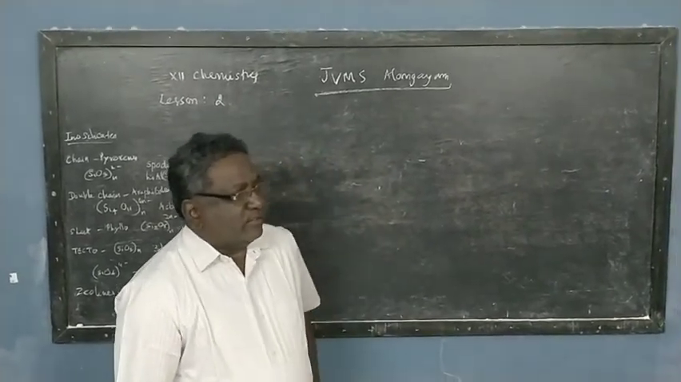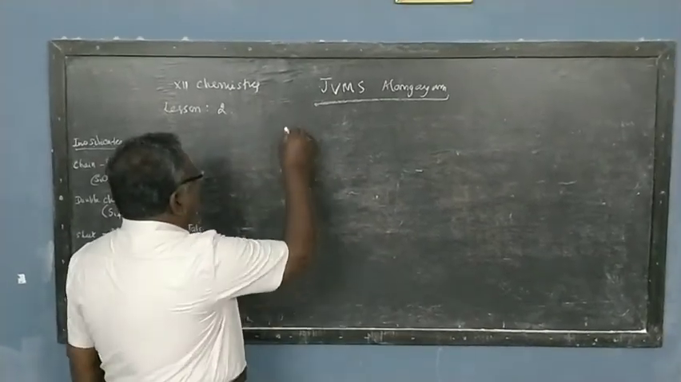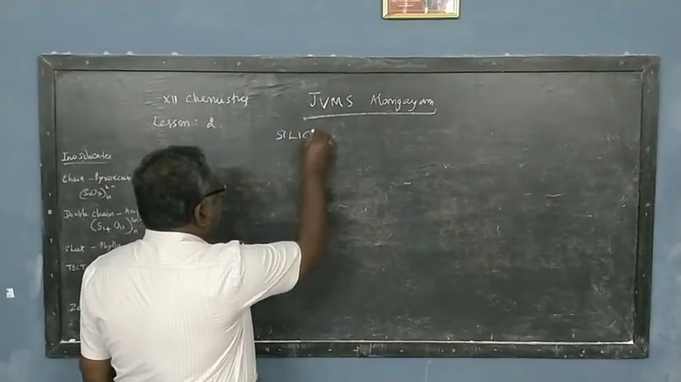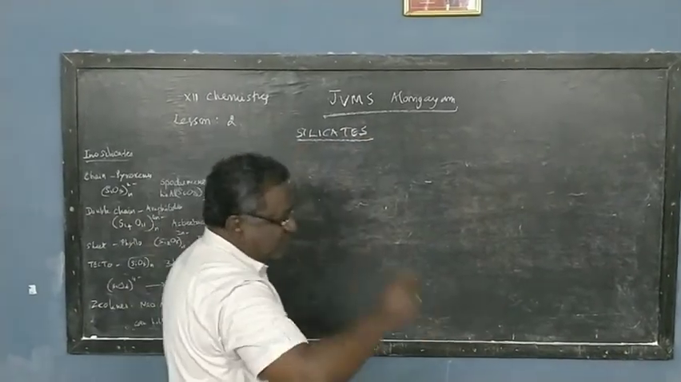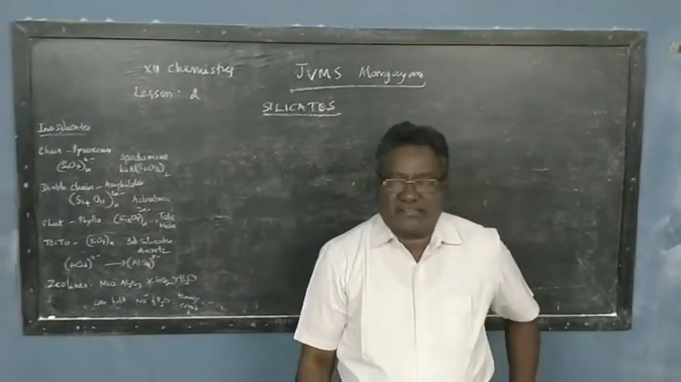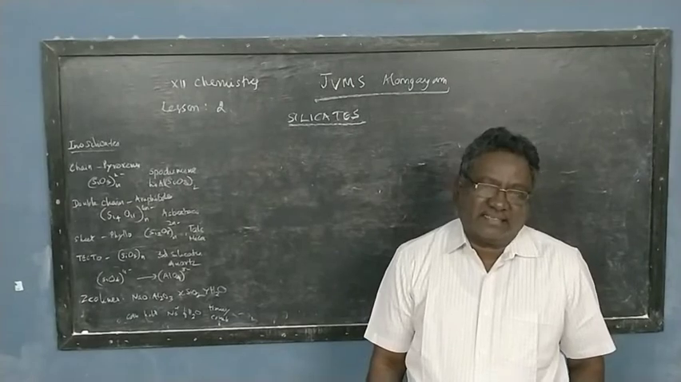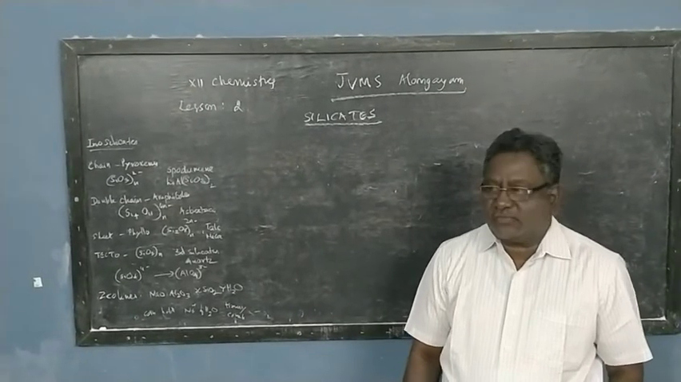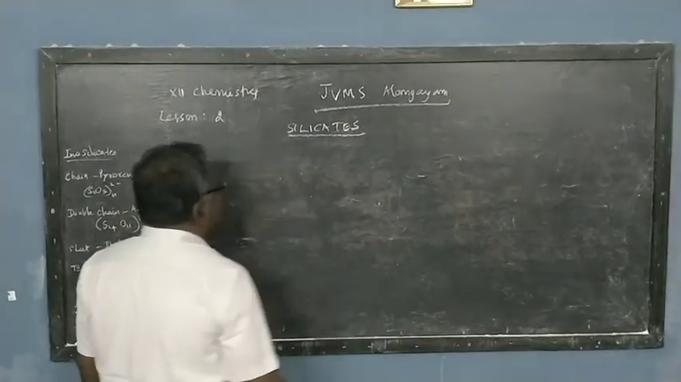Right? So in the last class we were discussing about the silicates. So about silicates only today's topic is also. In the last class we discussed about the pyrosilicates, orthosilicates, and cyclic silicates. Those are the three silicates which we have done. Today we are going to do few more silicates.